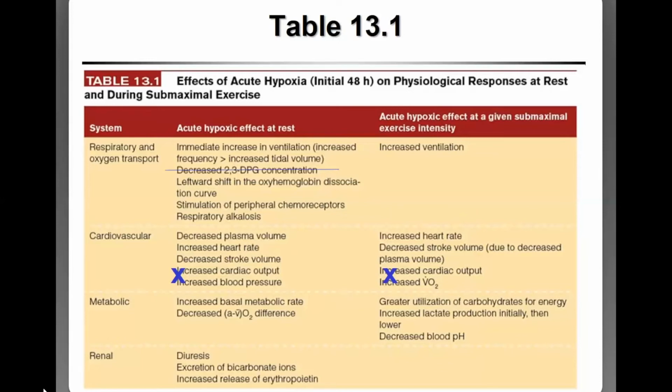Our kidneys help to maintain pH by excreting bicarbonate ions. So this helps to reduce pH levels, and it helps to conserve the amount of hydrogen ions in our body. It also increases red blood cell production by the kidneys' release of erythropoietin, and also the kidneys' diuresis, and this is a result of ANP released from the heart, or the atria.